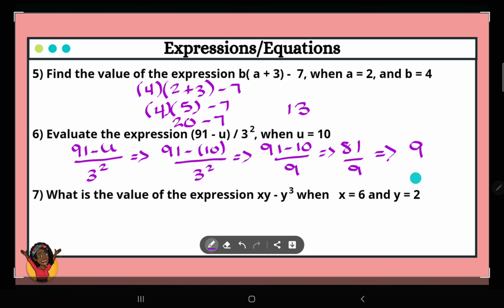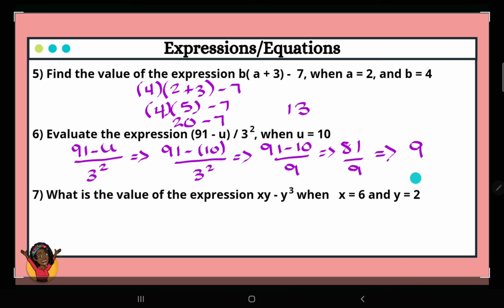And our next example, so here we have two variables next to each other, which again is multiplication. And then I have a variable being raised to the third power. So let's go ahead and plug in. When I have a problem like this is where the parentheses really, really are important because it's going to ensure that I complete my operations in the correct order.